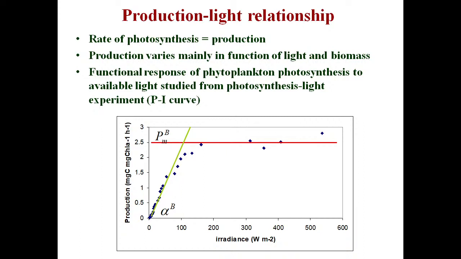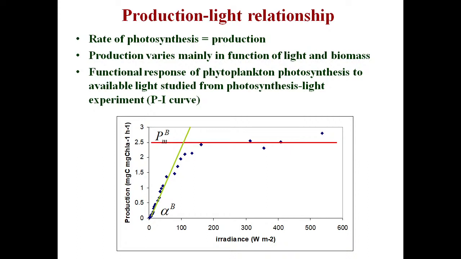Since every sample will have different biomass, the best way to look at it is to take an amount of sample and normalize it with respect to the biomass. For example, the y-axis is the primary production normalized to the biomass, and if you plot these things on a graph, then the empirical relation shows that the initial slope is defined as alpha B, and the maximum productivity is defined as PmB. Basically it is productivity maximum normalized to biomass, and alpha is the initial slope normalized to biomass.